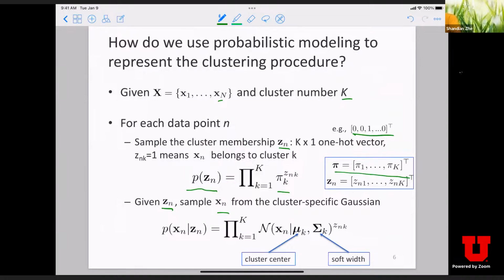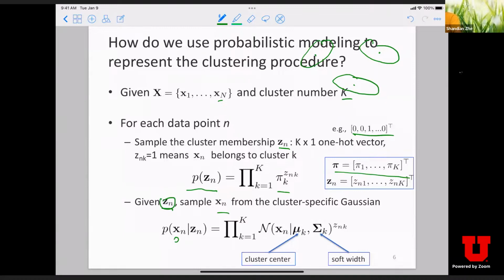So here, the basic assumption is that each cluster is generated by a particular Gaussian distribution. It has its mean, which you can view as a cluster center. It has a covariance matrix, which you can view as the shape of this cluster. Then, given the sampled cluster for data point n, you can pick up the corresponding cluster mean and covariance to generate, or sample, the feature vector xn.